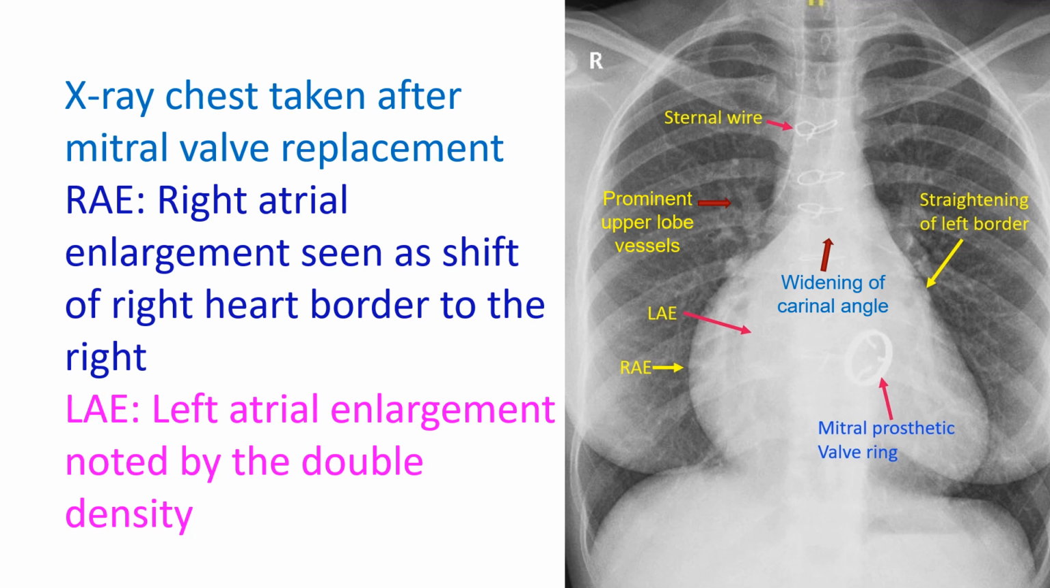Prominent upper lobe vessels, also known as cephalization, antler sign and inverted moustache sign, indicate pulmonary venous hypertension. Widening of carinal angle is another indication of left atrial enlargement.